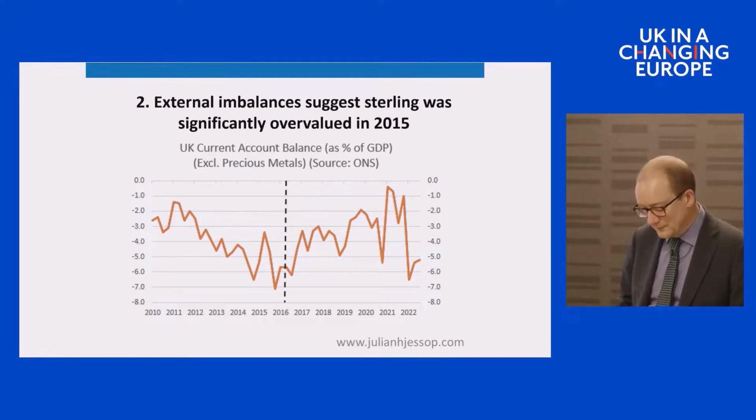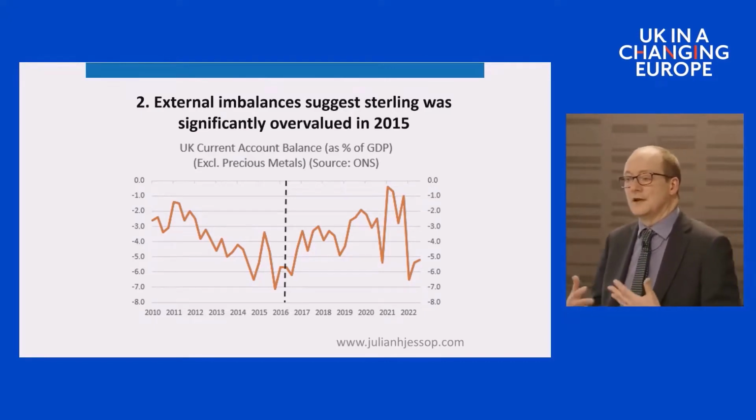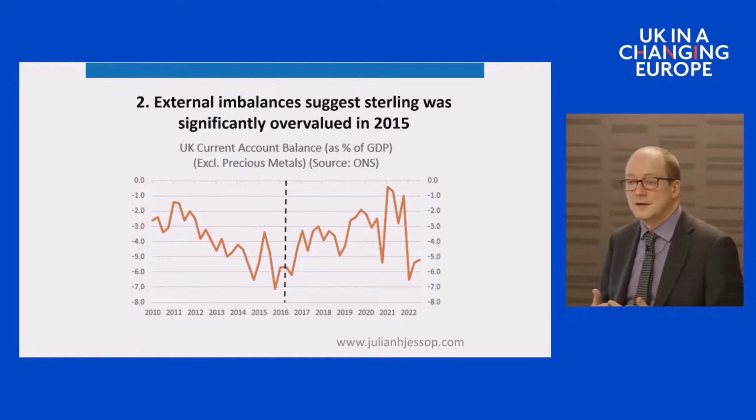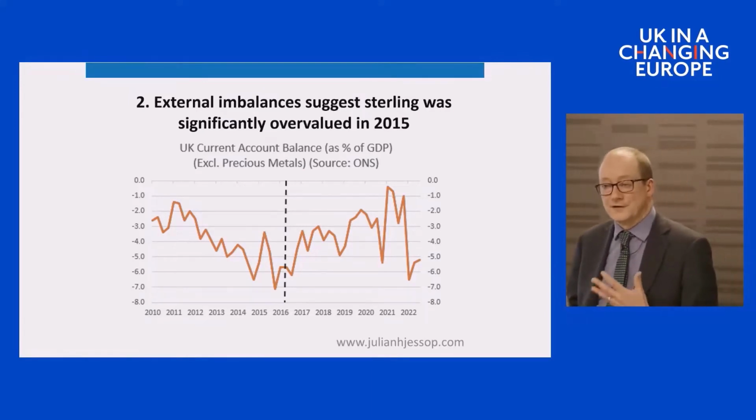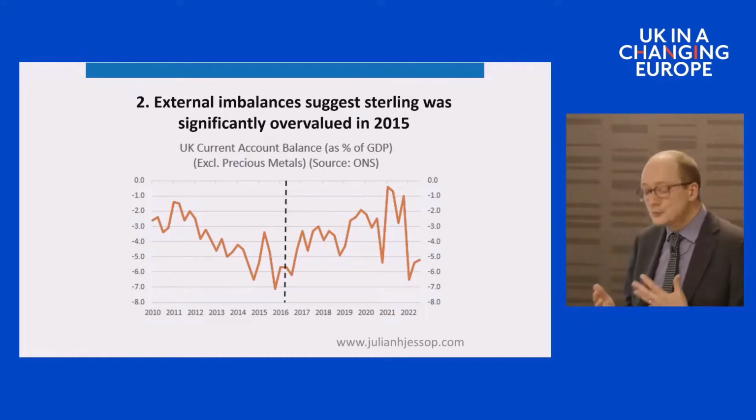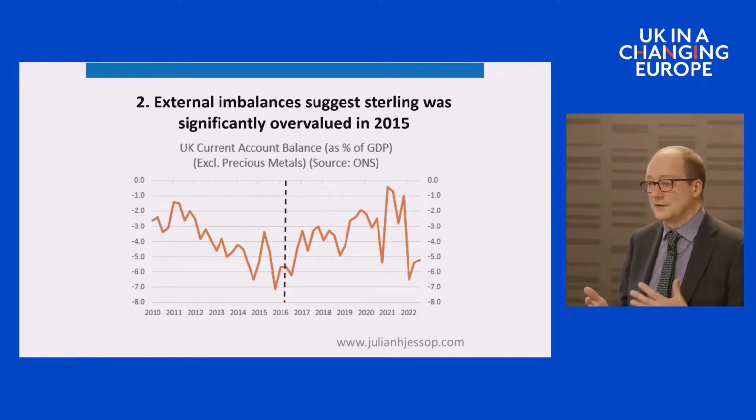One is that there had been a very large deficit accumulating ahead of about 2015. So before the referendum, the UK's current account deficit hit about 7% of GDP or national income. That's a really big number. And it would suggest that sterling at that point was significantly overvalued and due for a fall.